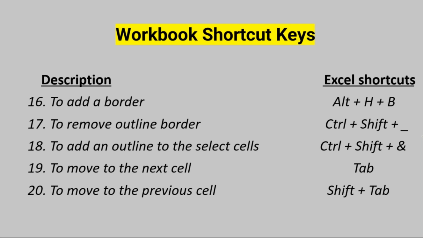In order to remove the outline border, you can use Control plus Shift plus underscore key. Next is to add an outline to the selected cells. You can use Control plus Shift plus the ampersand symbol. Next, in order to move to the next cell, you can use the Tab key. Next, in order to move to the previous cell, you can use Shift plus Tab.